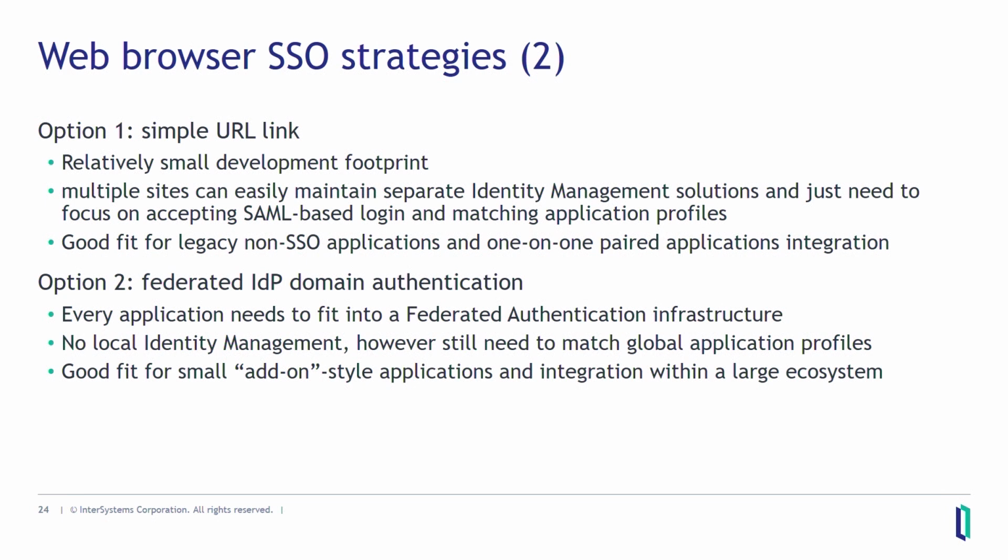Okay, so this is just to summarize the 2 options I've discussed. So option 1, simple URL link. It's a relatively small development footprint. You just have to produce that URL, put your link somewhere in your application. And then it's fairly flexible in the sense that all the sites can sort of retain their identity management and just need to focus on accepting these external ways to authenticate with a SAML assertion and match the application profiles.